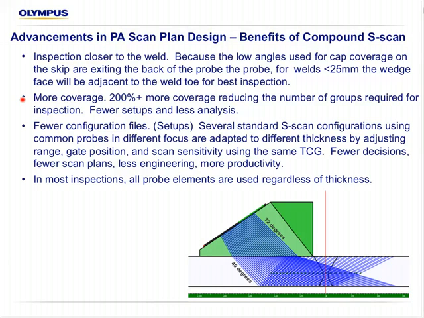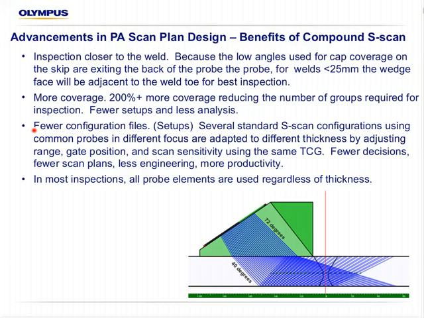The next benefit is more coverage. Depending on the pitch of the probe and configuration, up to 200% plus more coverage, reducing the number of groups required for a full inspection. So with fewer groups, that also means fewer setups, less analysis, and an easier workflow and calibration process as well. In most cases, even a single compound S-scan group for welds now over 25 millimeters is possible, practical, and results in a better inspection.